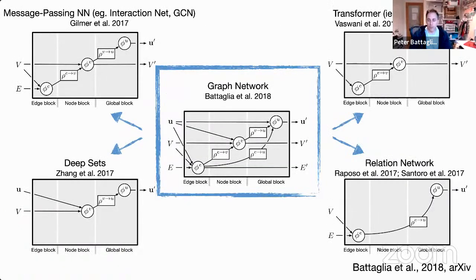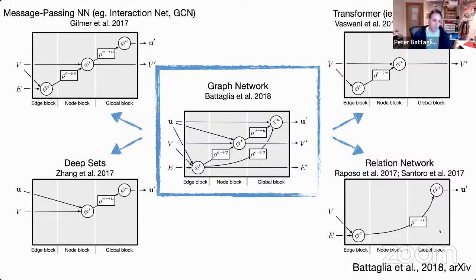And this formalism is very general. So in the center, you've got what I just described, and you can see the phi e, the phi v, and the phi u, and these rows are the summations or aggregation things I mentioned. And if you look around the periphery, you see a bunch of other classes of models that, if you squint your eyes, are just cookie cutouts of this central block. So this central thing is a general framework. And if you start to remove parts of it, you get other things. You can get message passing neural networks or interaction networks or graph convolutional networks in the top left corner.